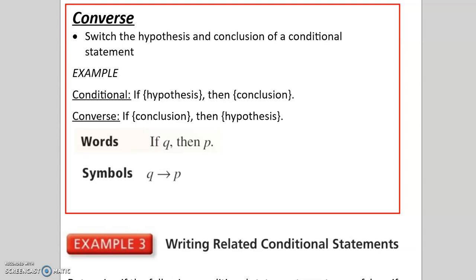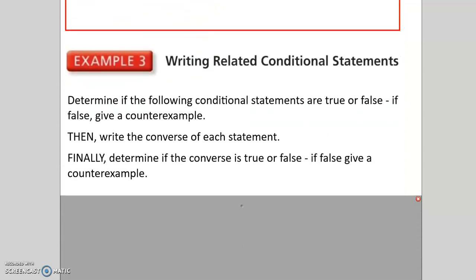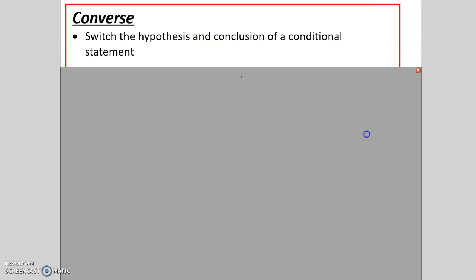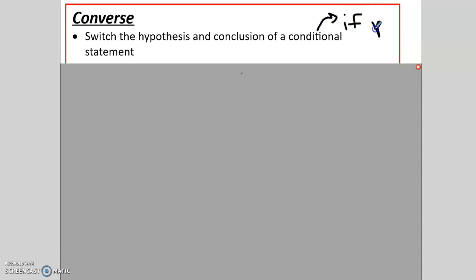Let's take a look at another vocab word here. It is called a converse. Again, counterexample, we've used like a counterargument. You might have heard of that phrase counterargument before. Converse, what do you think of when you hear the word converse? To me, I think of opposite or flipping, and that's kind of what we're doing here. A converse happens when we switch the hypothesis and conclusion of a conditional statement. Remember, conditional statement, that's that if P, then Q. Always just keep on saying that to yourself so you remember it.